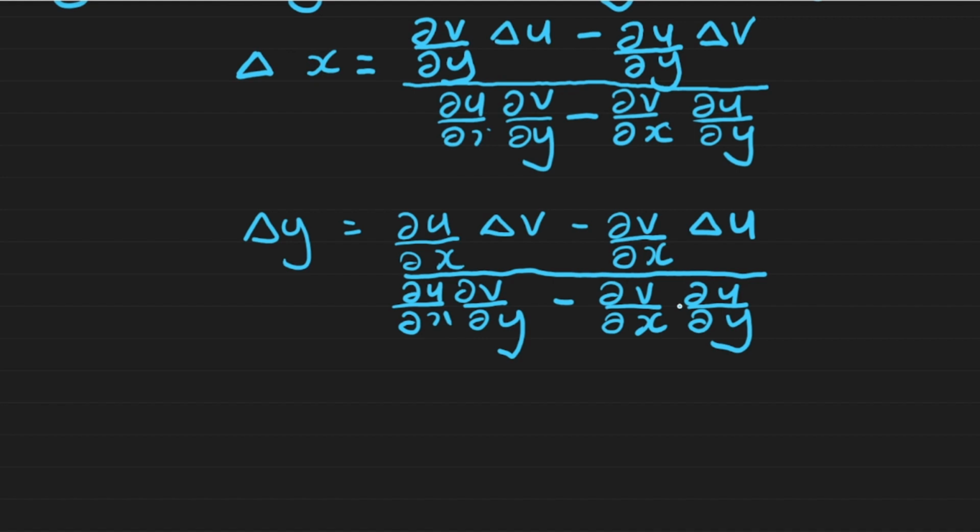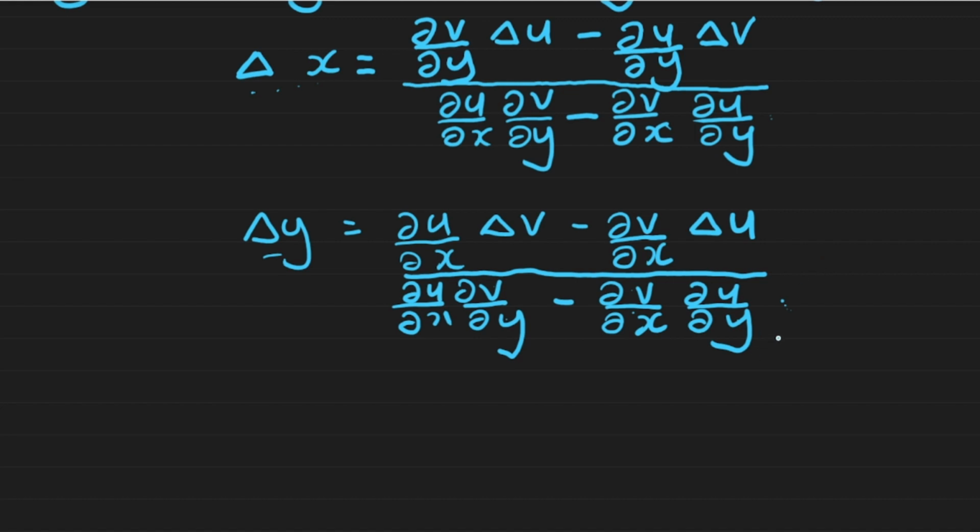So looking at these two results, we see that the denominators are the same, right? Look at when we made delta x the subject of the formula. The denominator has du/dx, dv/dy, dv/dx, and du/dy. Now looking at the denominator when we made y the subject, we have du/dx, dv/dy, dv/dx, and du/dy. So these two denominators are the same.